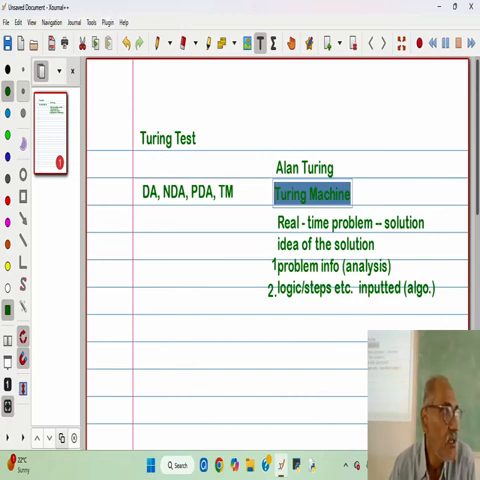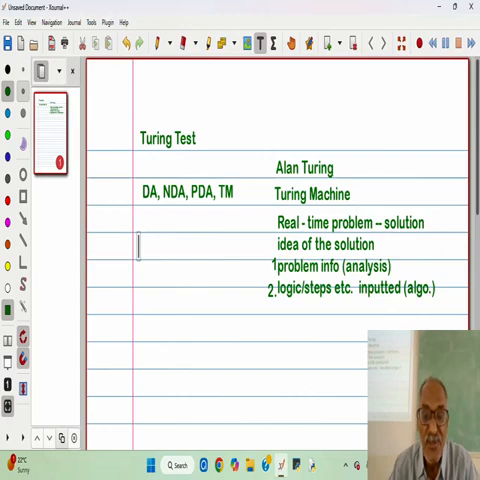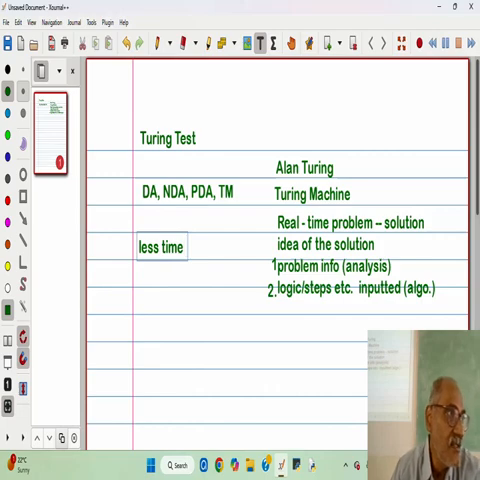Then what is this Turing machine? How can it be defined? What is its super ability when compared to the human being? The answer is it takes less time when compared to the human being. Are you with me? So here, less time is taken by the Turing machine.